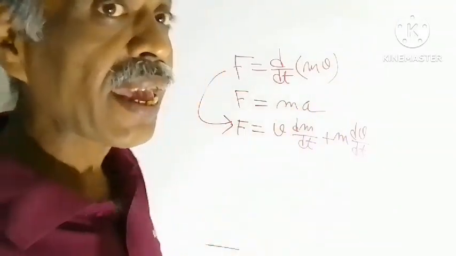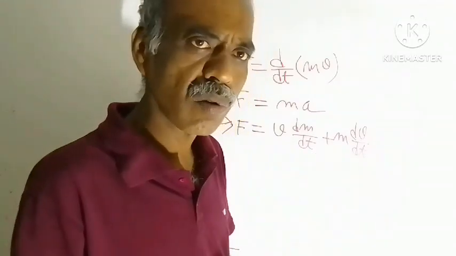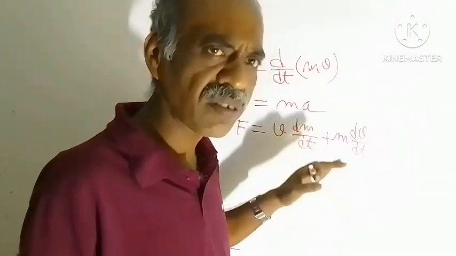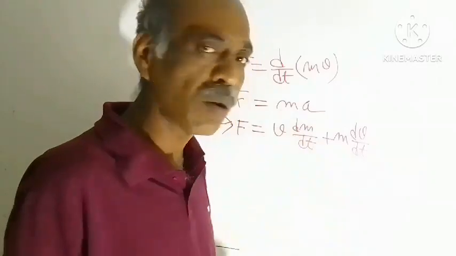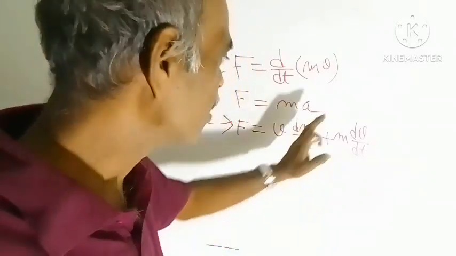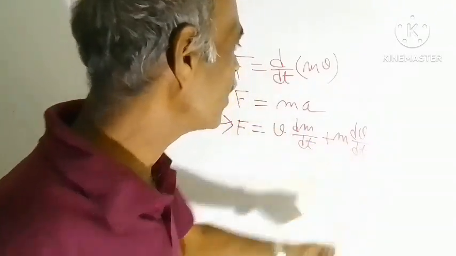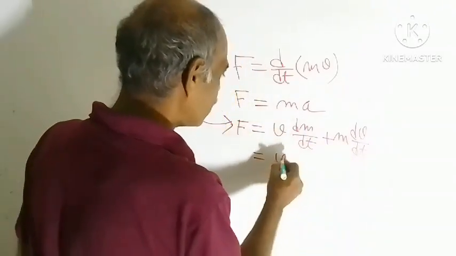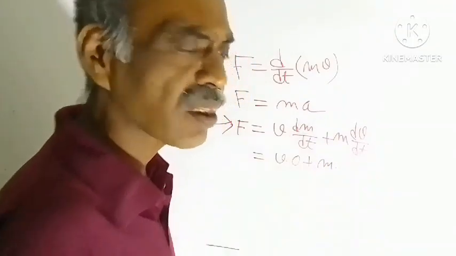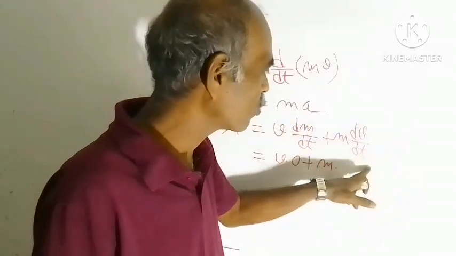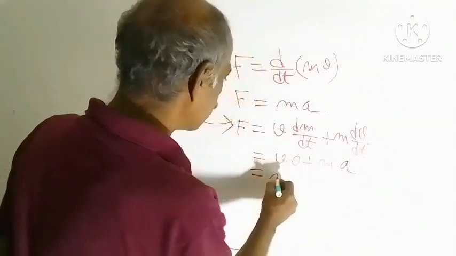Now if M is a constant, meaning M does not change with time, where the independent variable is time t, then dm/dt will become what? It will become 0. So V multiplied by 0 is equal to 0, and the remaining thing is only M dv/dt. So we write V into 0 plus M dv/dt, and dv/dt is the rate of change of velocity with respect to time, that is acceleration. So this is ma.